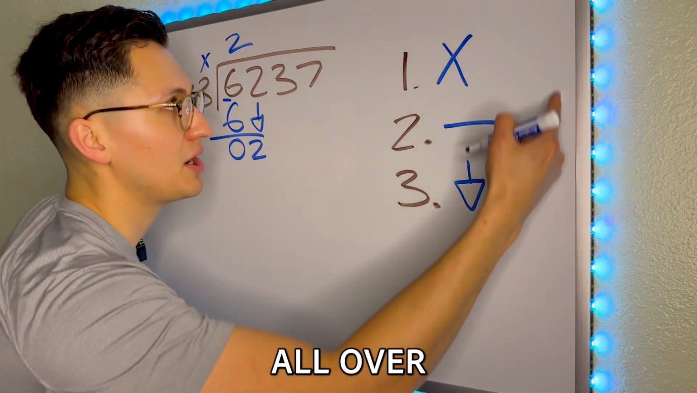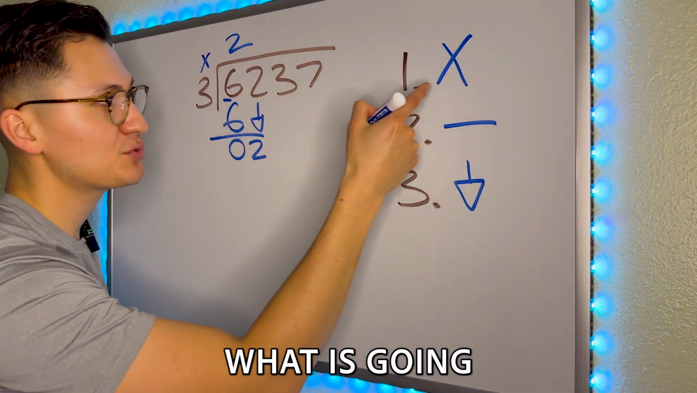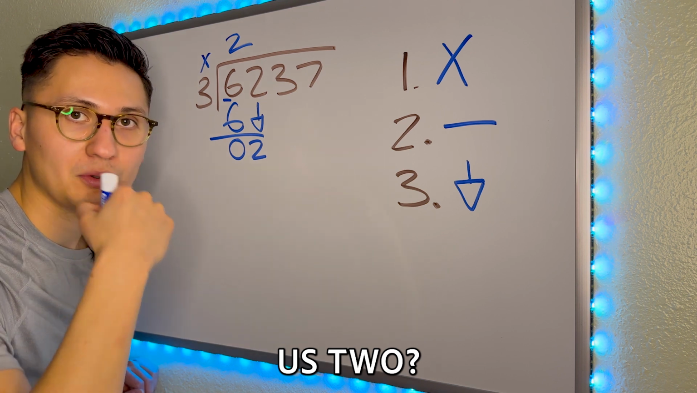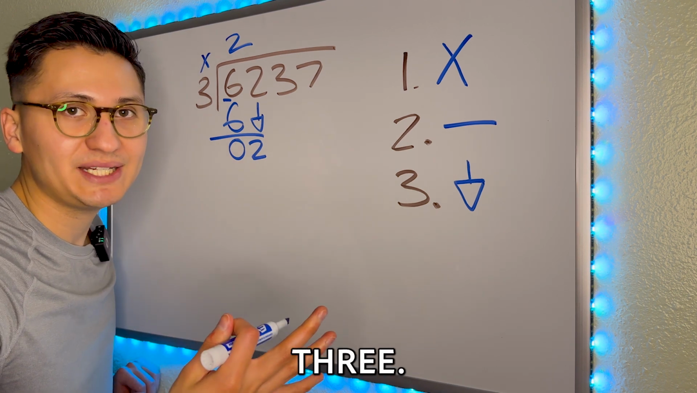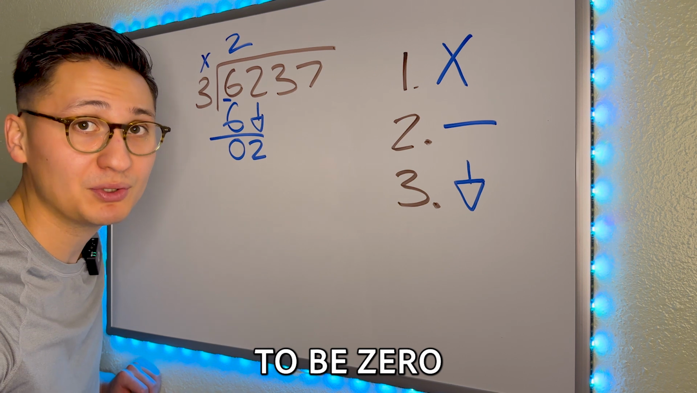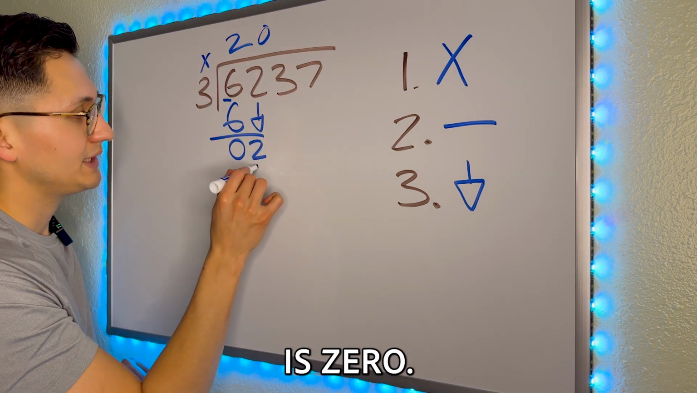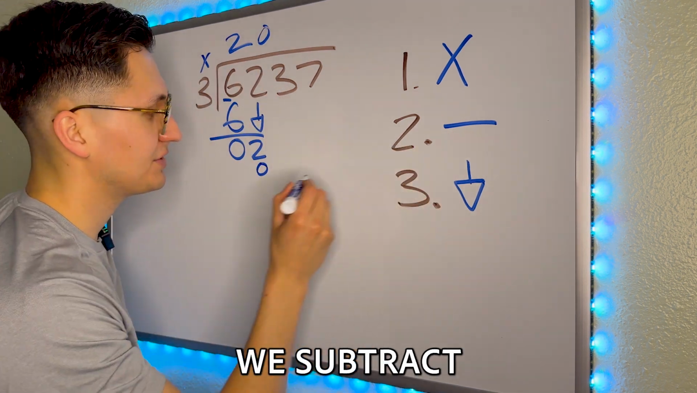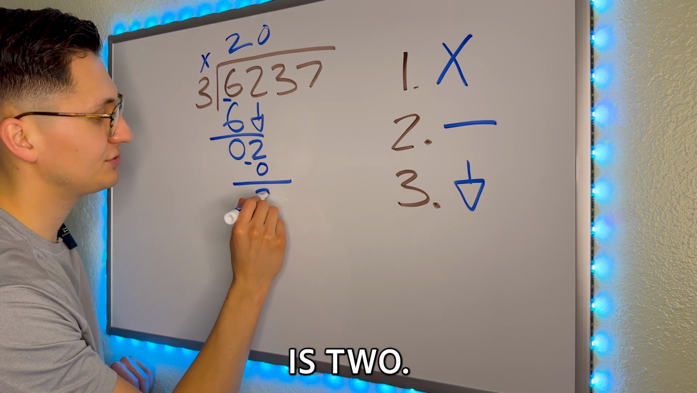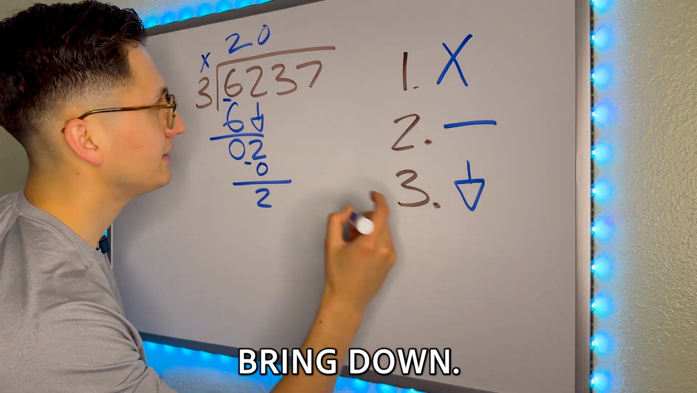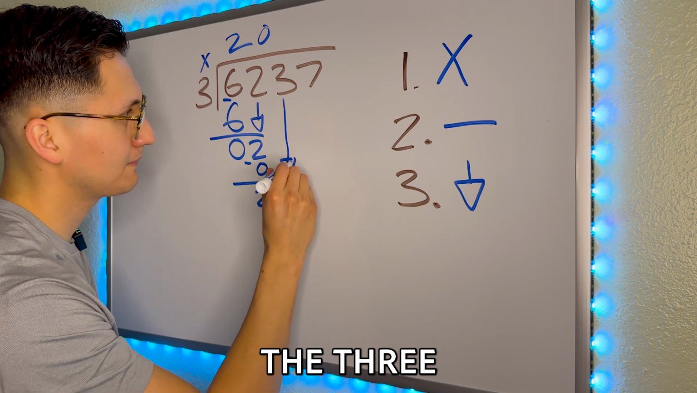And we start the steps all over again. 3 times what is going to give us 2? Well, nothing, right? 3 times 1 is 3. It's too much. So it's going to have to be 0. 3 times 0 is 0. Step 2, we subtract. 2 minus 0 is 2. Step 3, bring down. We bring down the 3.